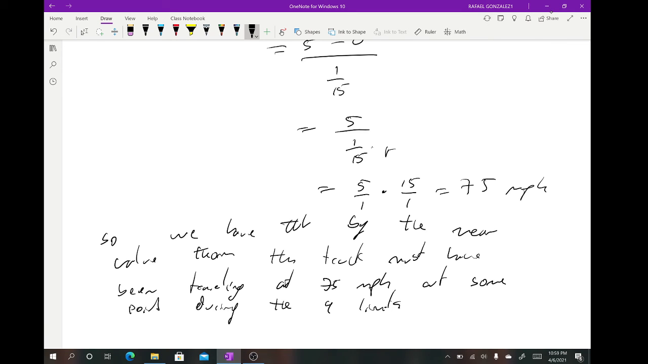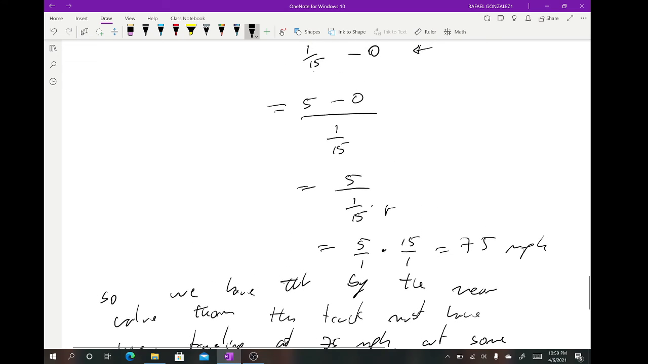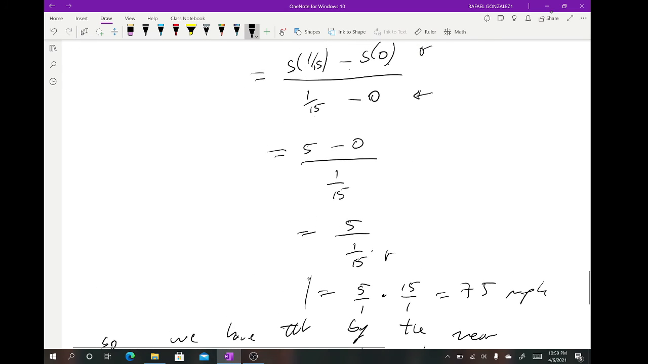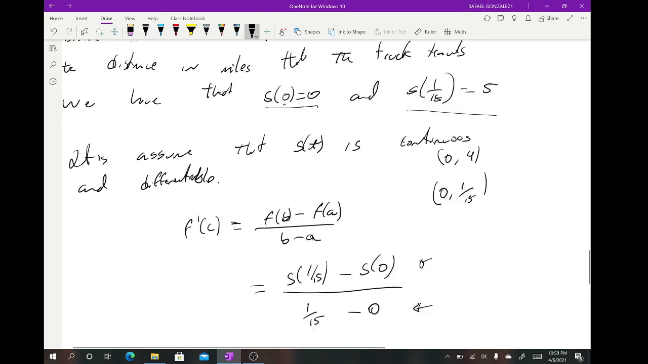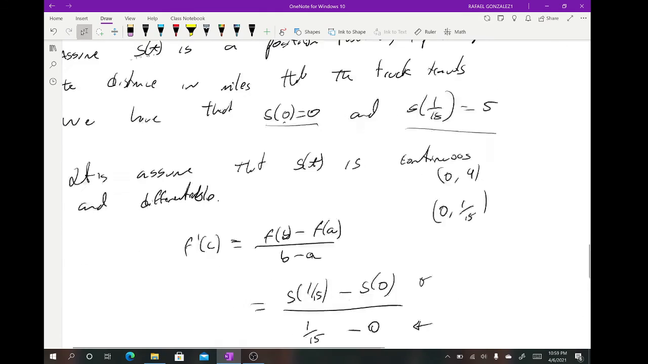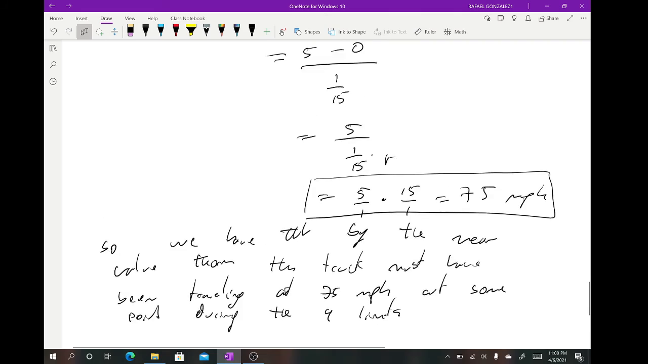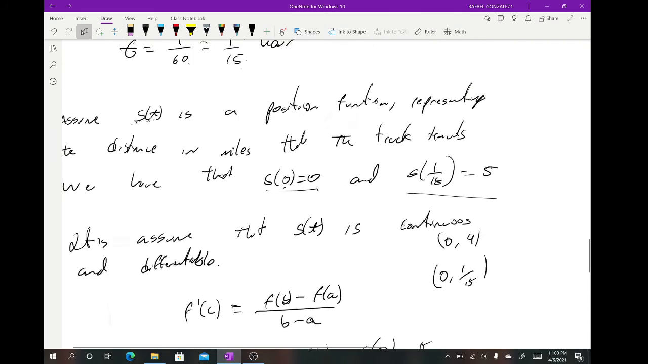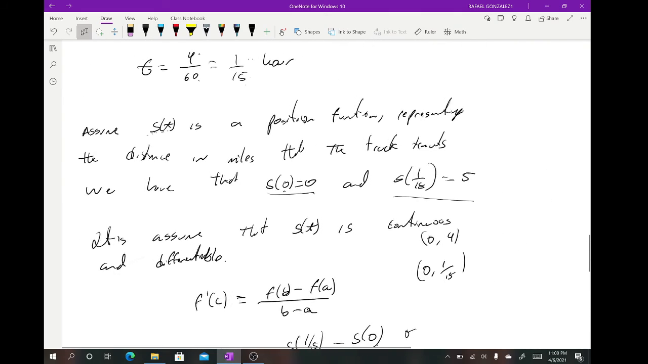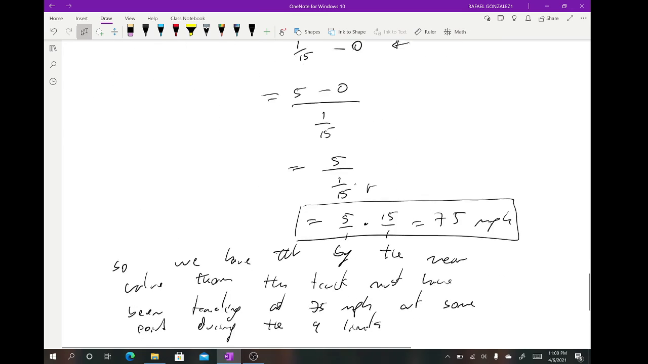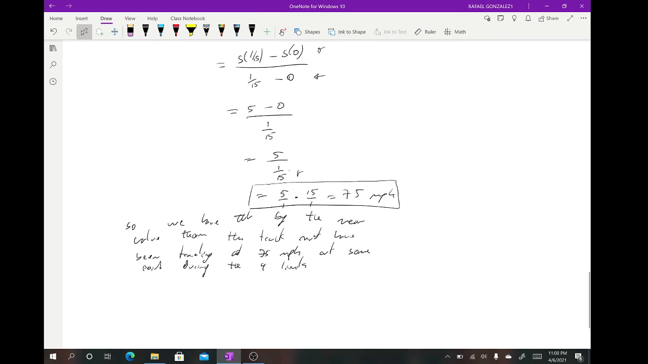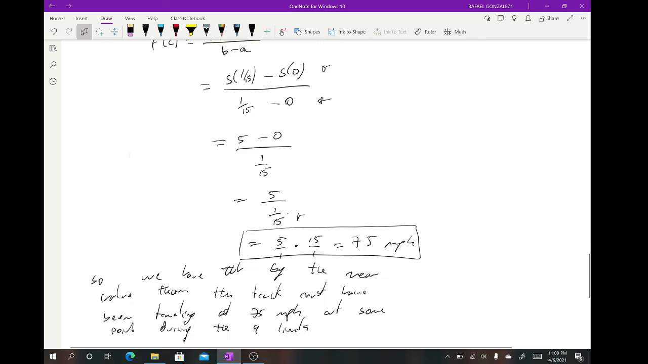Because remember, the mean value theorem guarantees us that this happened. The mean value theorem guarantees us that this happened in this interval, if we assume that the function s that I wrote down is differentiable on the interval. Okay? So this is another way in which we could see the mean value theorem applied. I think this is a pretty nice example for those of you who drive.